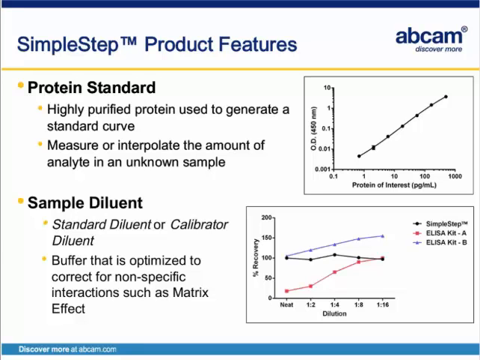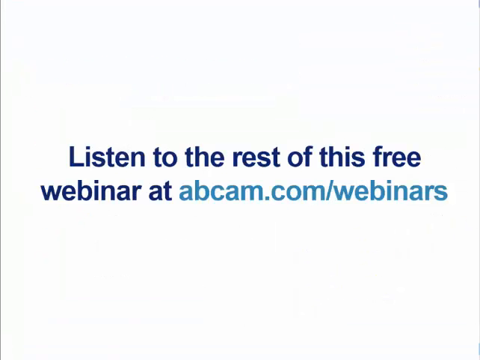Every SimpleStep ELISA will include a sample diluent. This is alternatively referred to as a standard diluent or calibrator diluent. A sample diluent is a specially formulated buffer that is optimized to correct for non-specific interactions such as a matrix effect in an immunoassay. SimpleStep sample diluents generate maximum recovery of target analyte in a variety of sample types. As seen in the figure on the right, when compared to two other ELISA kits, SimpleStep ELISA assays have near 100% recovery of target analyte across a 5-point serial dilution.